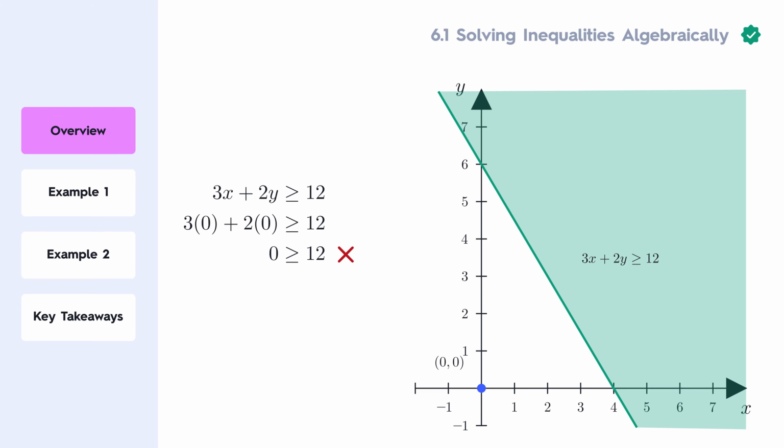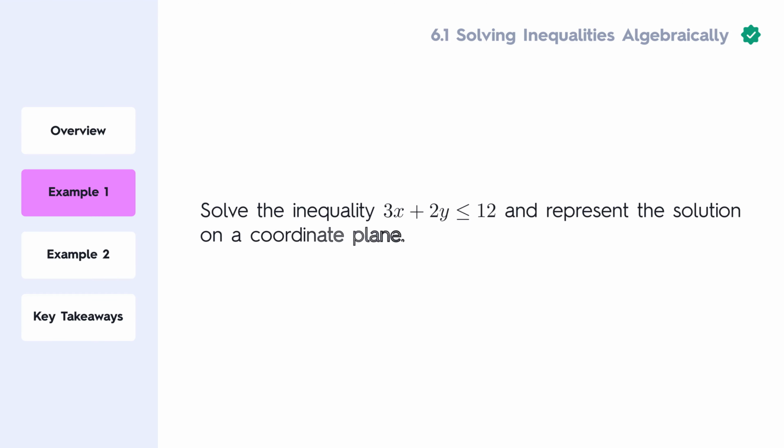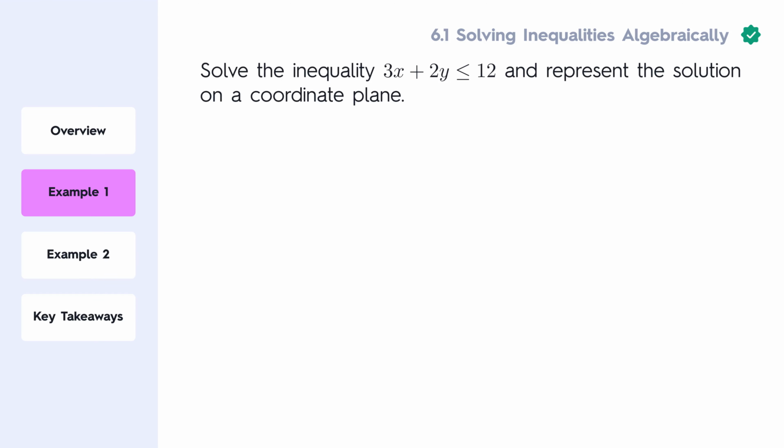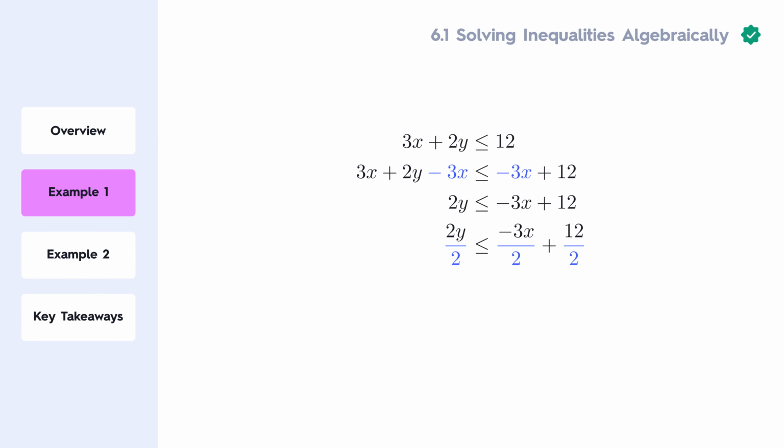Let's practice these steps with some problems. Solve the inequality and represent the solution on a coordinate plane. First, let's rearrange the inequality to isolate y. This will make it easier to graph. We'll start with the inequality. Subtract 3x from both sides. Divide each term by 2. Now we have the inequality in slope-intercept form, which we can use to graph the boundary line and determine the solution region.